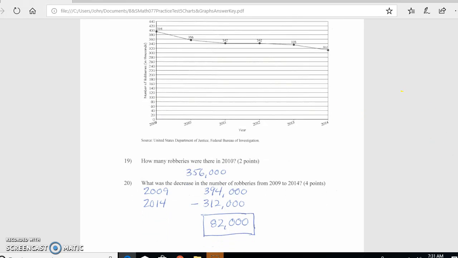And then for question number 20, what was the decrease in the number of robberies from 2009 to 2014? So there's going to be a decrease from 2009 to 2014. So we look up here and we find the number of robberies in 2009, and that is 394,000. And then in 2014, the number is 312,000. And so the question is, what was the decrease? And to find the decrease, we're going to subtract the two, and we have 82,000 is the difference or the decrease in the number of robberies.